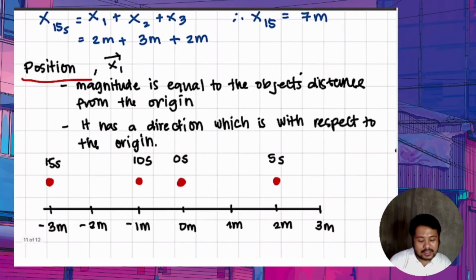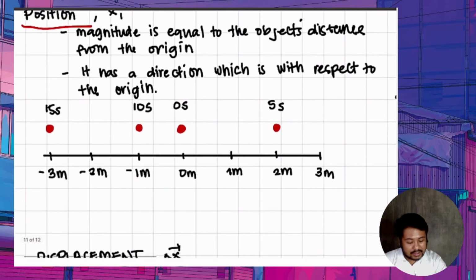Okay, so magnitude is equal to the object's distance from the origin. It has direction which is with respect to the origin. So, ito na ngayon yung idea na meron kang pa left, meron kang pa right, meron kang positive, meron kang negative. And we denote it as x na may arrow on top. So, we could have again here, say for example, dito na lang muna. We have there x1, we have here x2, and then we have here x3.